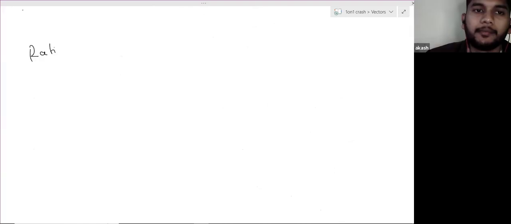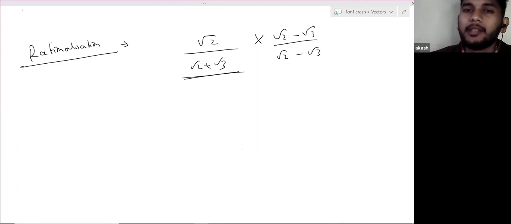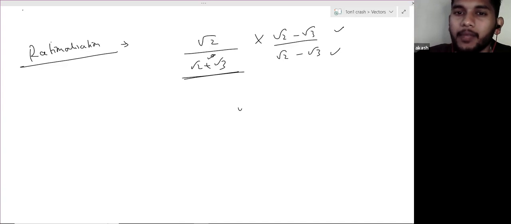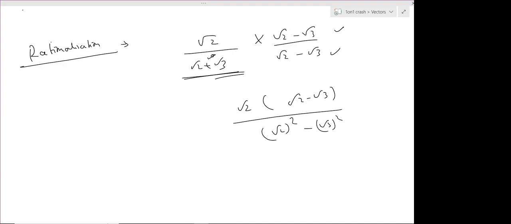Yes. Next type is rationalization. Rationalization you have done in class 9th, I guess. If you have root 2 upon root 2 plus root 3, what do we tend to do? We tend to multiply with this, right? Whatever there is in the numerator or denominator, change the sign and multiply the same thing in the numerator and denominator, right? So this becomes this, but the denominator becomes a square minus b square, right? This is called rationalization. So please try to solve one question.